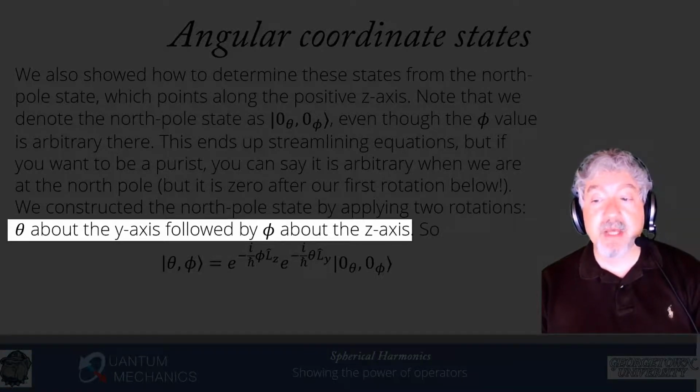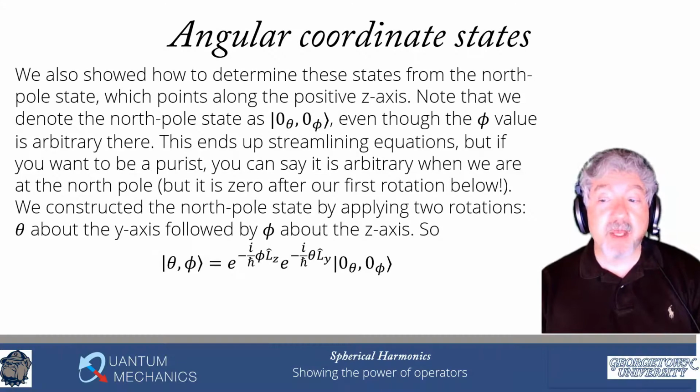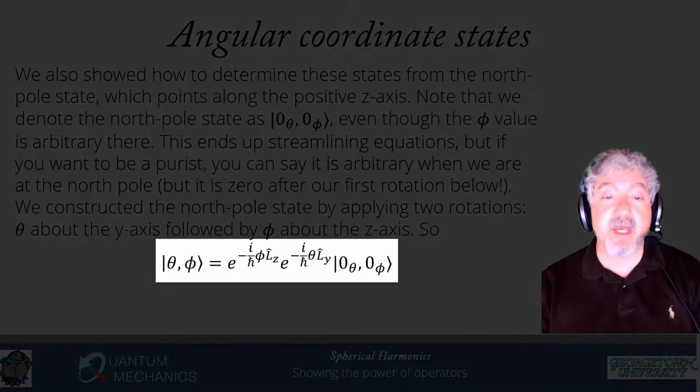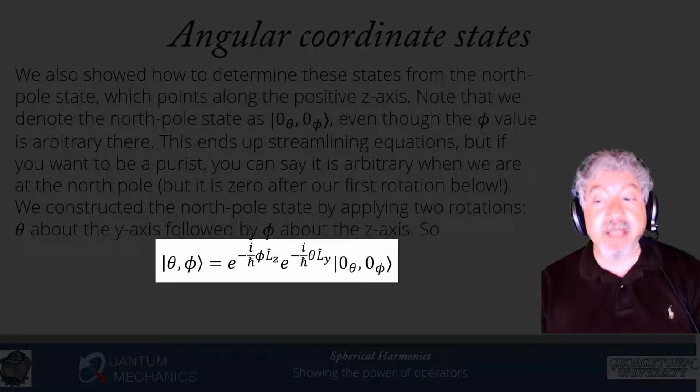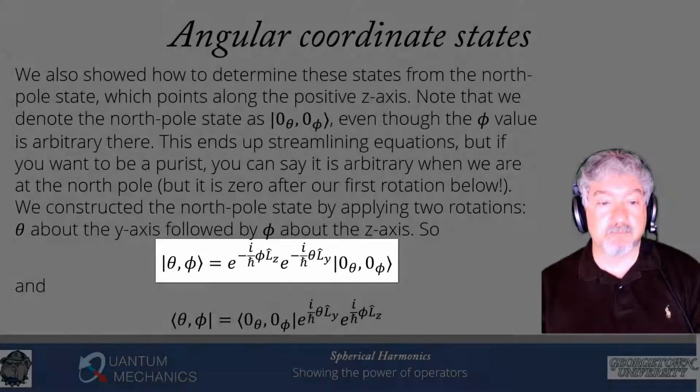And now if you remember how states are modified due to a rotation, you can see that the state theta phi is simply written as e to the minus i over h bar phi Lz hat. That's the second rotation. e to the minus i over h bar theta Ly hat. That's the first rotation, acting on the North Pole state.